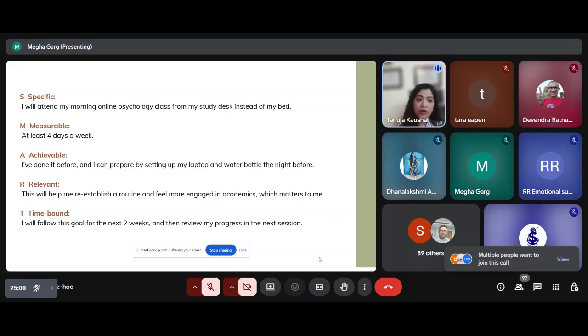Achievable, I have done it before, and I can prepare by setting up my laptop and water bottle the night before, so that it doesn't become overwhelming for the client to do 10 things at once. So next day morning, you just have to go and sit on the table and open your laptop. R is relevant. This will help me re-establish a routine and feel more engaged in academics, which matters to the client. Now, this is most important. Relevant means it matters to the client. Time bound, I will follow this goal for the next 2 weeks and then review my progress in the next session.